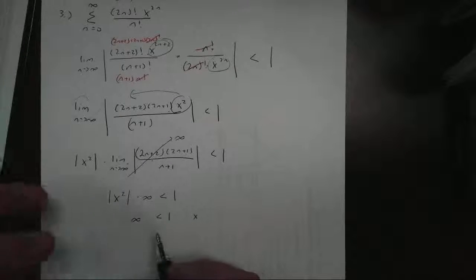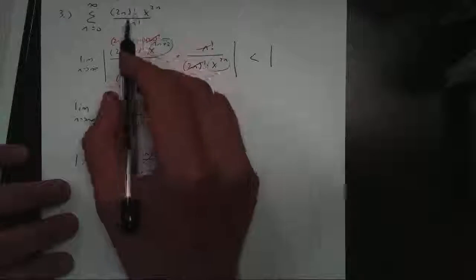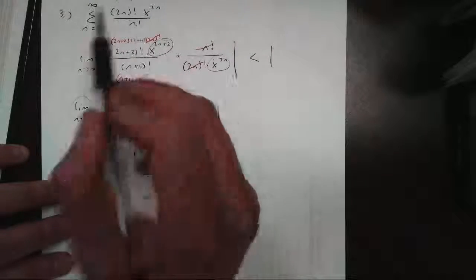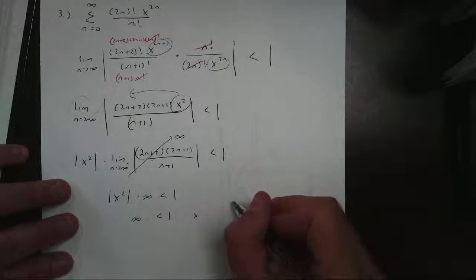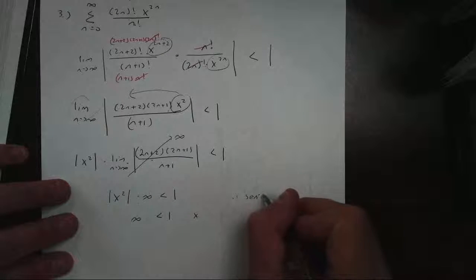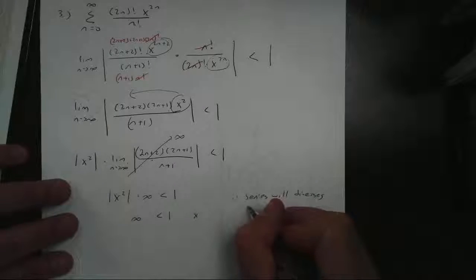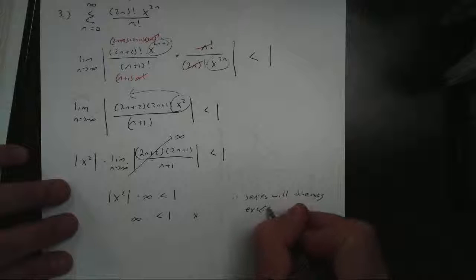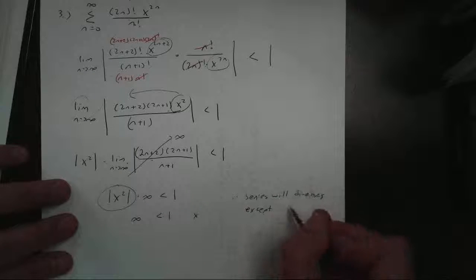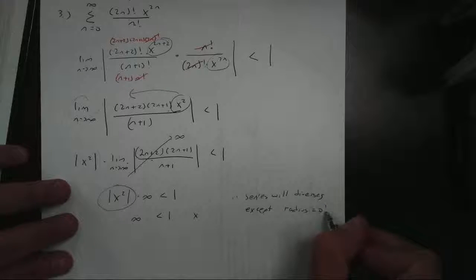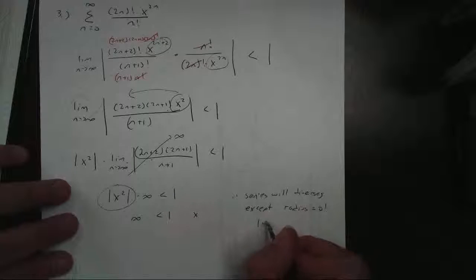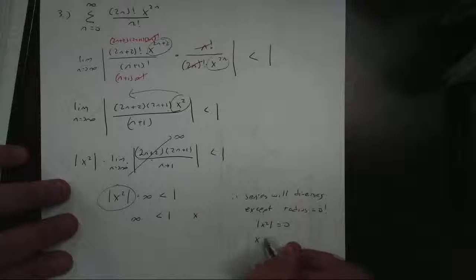But what does it tell us? This tells us that this series will always diverge, except in one case. So therefore, we say this series will always diverge, except, and here's the kicker, when our radius is 0. So I'm just going to set this absolute value of x squared equal to 0, so x equals 0.